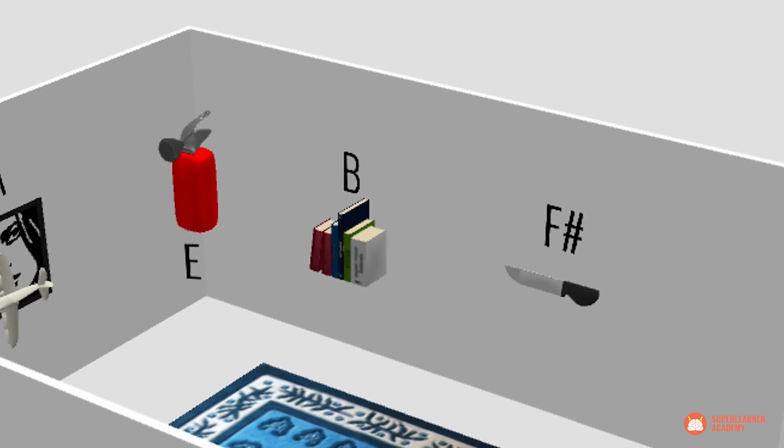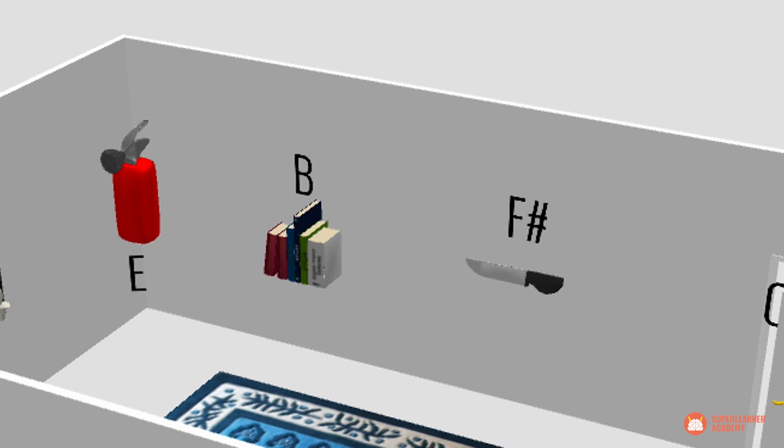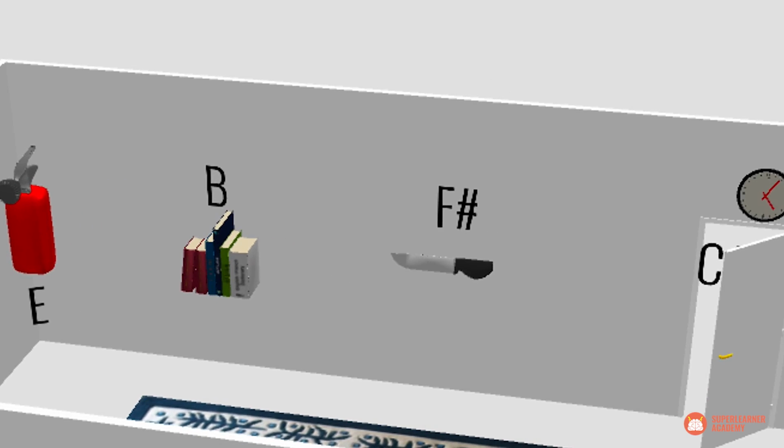For B, we have a stack of books. For me, I actually have a bass trap, which is glued to the wall in my recording studio. Now we get into the tougher stuff.